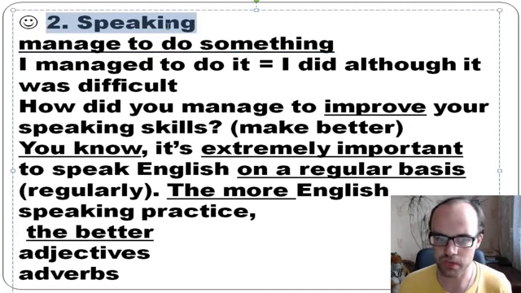Okay, let's get back to the beginning of this conversation. So, managed to do something. I managed to do it. I did it, although it was difficult. How did you manage to improve your speaking skills? So, how did you manage to make it better? Okay, so you know, it's extremely important to speak English on a regular basis or regularly. The more English practice, the better, okay? And you also need to know, as I have already said, to use different adjectives and adverbs, not just simple ones.